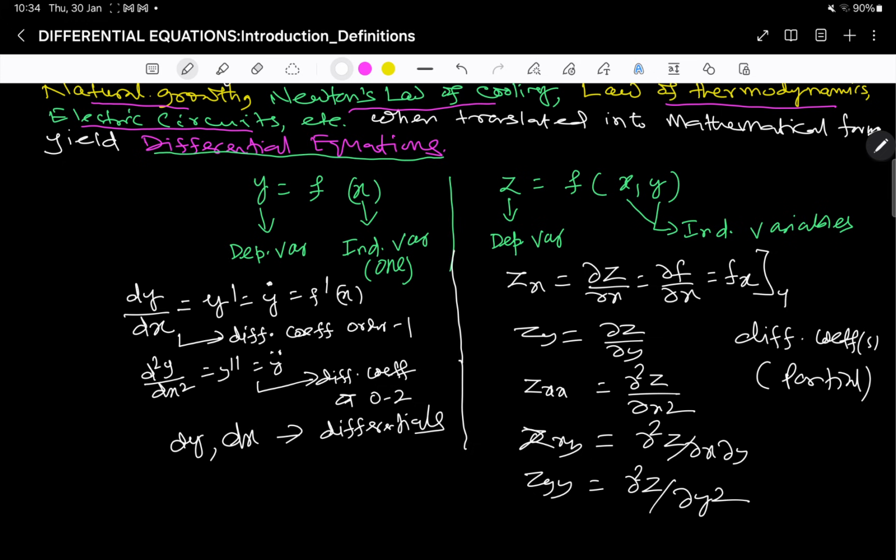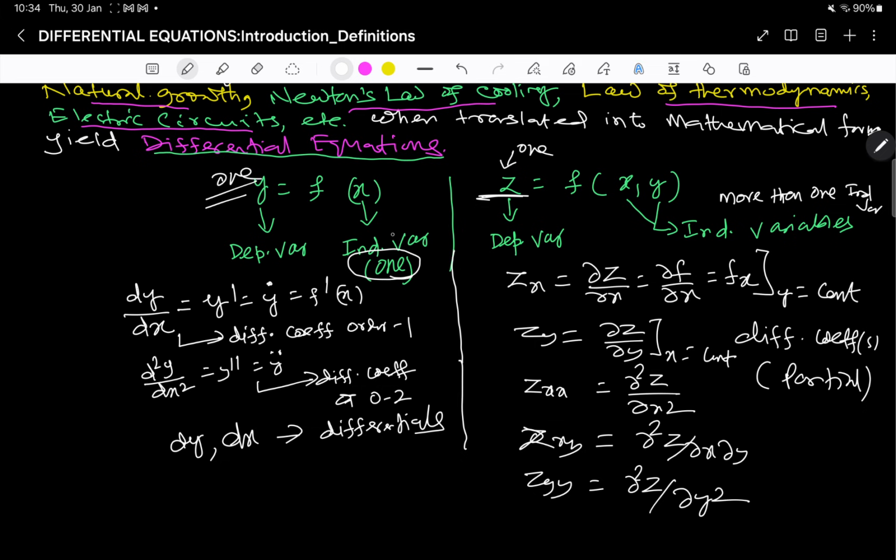Here y is treated as constant, here x is treated as a constant. So in partial differential equations, we have more than one independent variable. But in ordinary differential equations, we have only one dependent variable and one independent variable. In both cases, the dependent variable is 1. In an ordinary differential equation, the independent variable is 1. In a partial differential equation, the number of independent variables is more than 1.